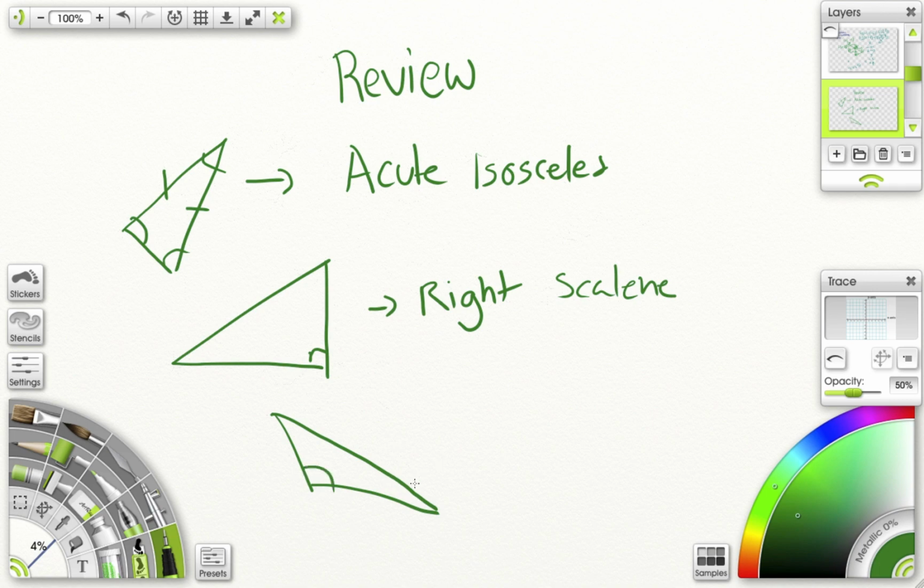Now looking at this triangle here, I have this one angle here that's pretty big. So I know right now that big angle tells me it's an obtuse triangle. So remember, right and obtuse means only one angle is either that right angle or that obtuse angle. Acute triangles, they're all small angles. Obtuse, are all these lengths the same? Nope. So I'm dealing with an obtuse scalene.